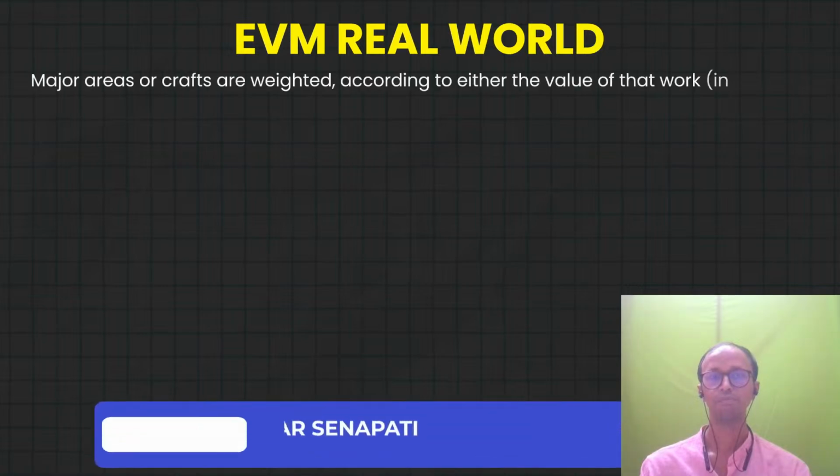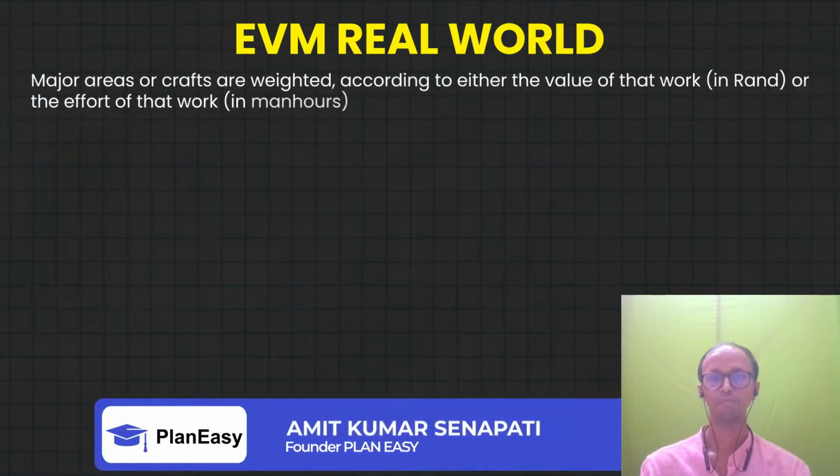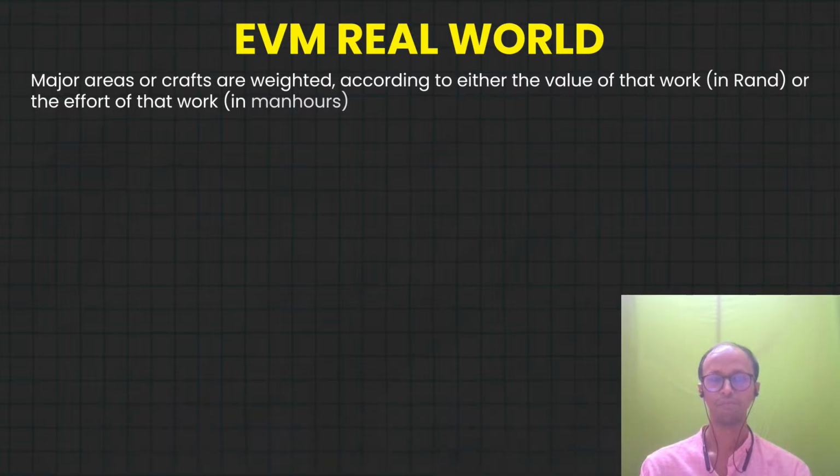Next, on the real world example, if we look into some of the activities, the major areas or crafts are weighted according to the value of the work in rands or the effort of the work in man hours. So what we do is take the activities and put down a weightage to it.